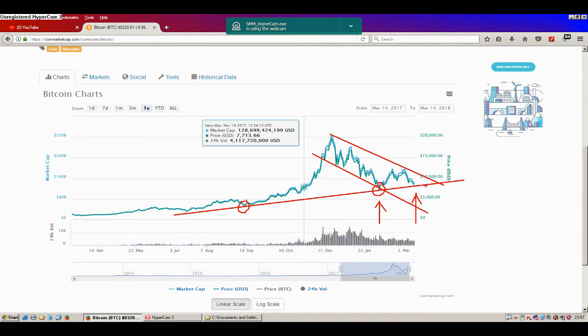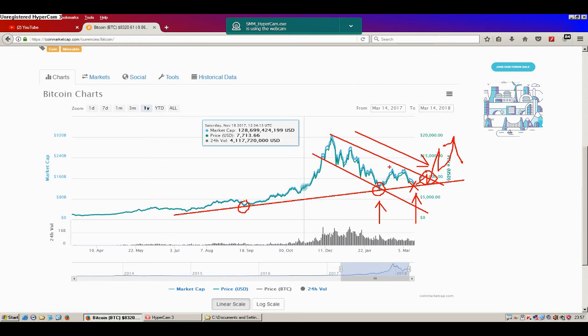So what happens now? It's got two choices basically. So I'm going to carry on following this channel down and break through the trend line here, or it's going to bounce off the trend line and start going up again. Now it'll bounce up until it hits this point, and then there'll be another decision.